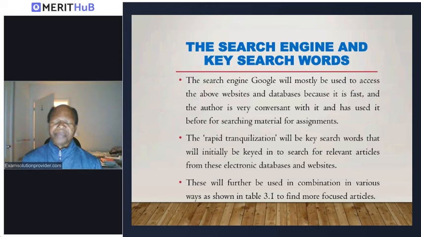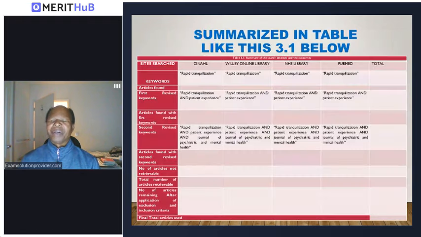So these are what we call Boolean operations or operators. You combine these search words and try to see whether you can broaden or obviously narrow whatever you are searching for. So these will further be used in combination in various ways as shown in table 3.1 to find more focused articles. So he justifies why he was using this Boolean. Okay, so he wanted to get more articles. And this is the summary of what he's going to do, how he's going to actually search these databases.